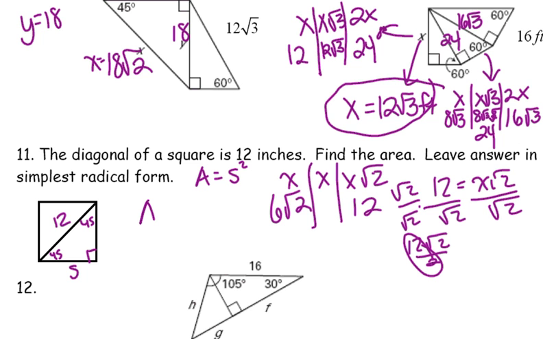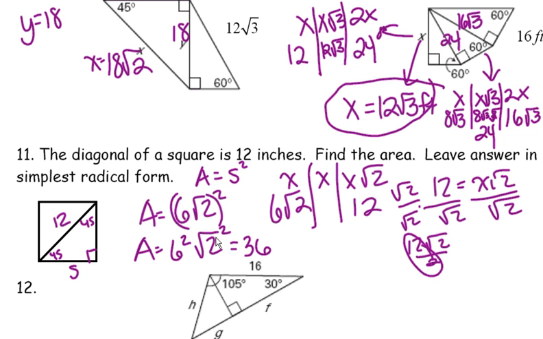And then I have to square it to find the area of my square. So I take that 6 radical 2 and I square it, and that basically means I take 6 and I square it, and I take the square root of 2 and I square it. Well, 6 squared is 36. These two cancel each other out. They are opposite operations, so I wind up with just 2, which means that my final answer is 72 inches squared.